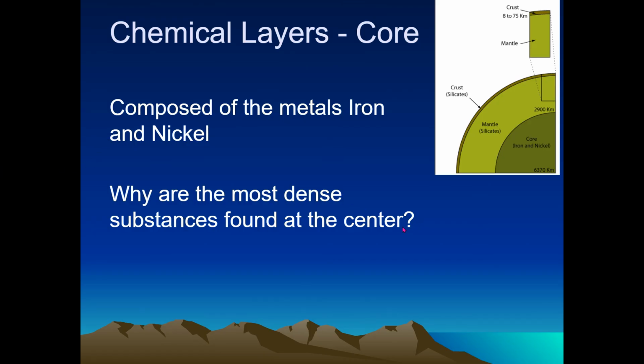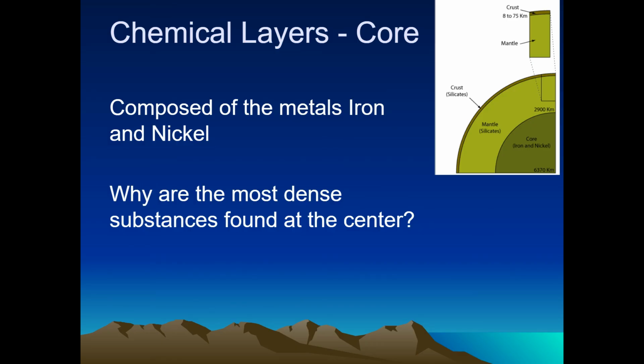Iron and nickel are much more dense, probably like 3 times as dense as those other compounds that we were just talking about, the mafic and felsic rocks, the silicates. Those rocks are probably in the 3 grams per cubic centimeter range, and iron is around 9 grams per cubic centimeter. So iron and nickel are quite a bit more dense. Why would they be found at the center?